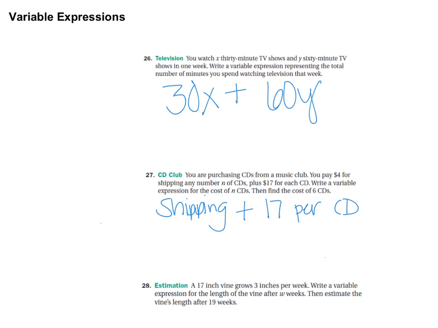Notice in this example, I'm going at it slightly differently. I'm talking it out, thinking through it, but I've got some words here to help me write my expression. Let's fill in. What does it cost to ship? Well, it says we pay $4, plus we pay $17 per CD. Does it tell us how many CDs we buy? It simply says that we buy N CDs, so it's 17 times N. 4 plus 17N would be our variable expression.